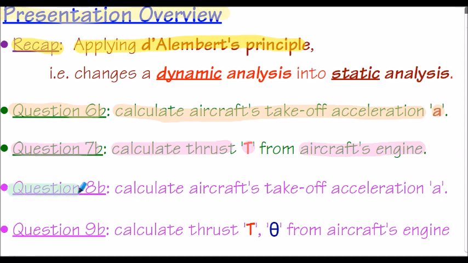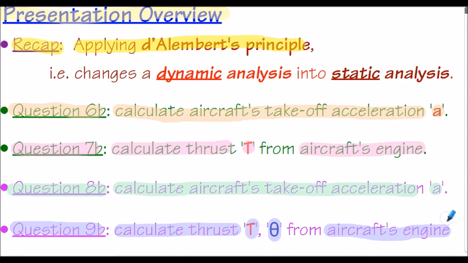Question 8b. This is very much like question 6b, but it's left for you to produce a solution. So again, we've got to calculate the aircraft's acceleration on takeoff, both in terms of its magnitude and direction. And finally, I'll leave you with question 9b. Here we have to calculate the thrust of an aircraft's engine again, but in terms of both its magnitude T and its direction theta from the horizontal. So unlike question 7b, which is essentially a direct solution by generating a simple equation, we now will have to generate simultaneous equations to find the aircraft's engine's thrust in terms of its magnitude and direction.